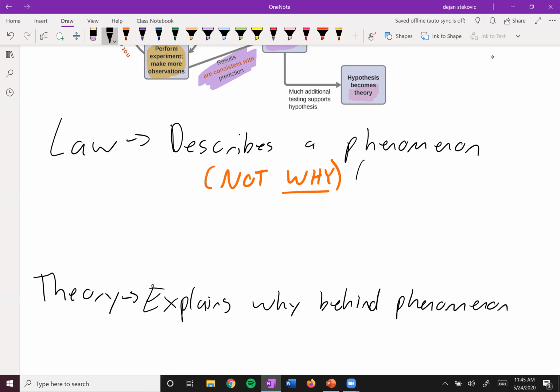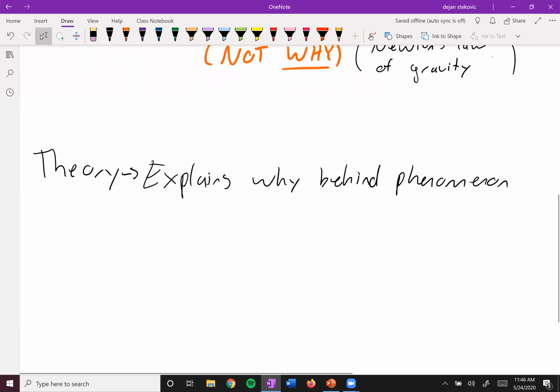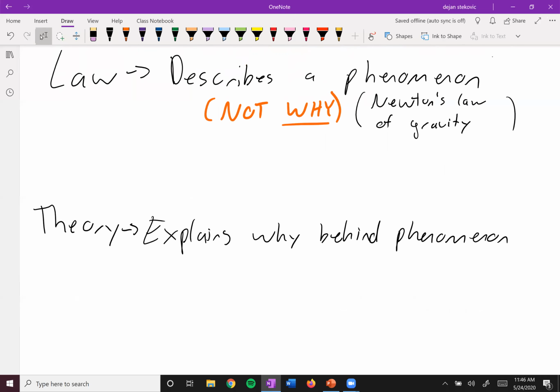So for example, Newton's law of gravity. Newton said, hey, things fall down, right? That's how gravity works. Whereas a theory explains why it happens. Why do things fall down? Well, we know now it's because the earth is really big, and so it's pulling on things to fall down.